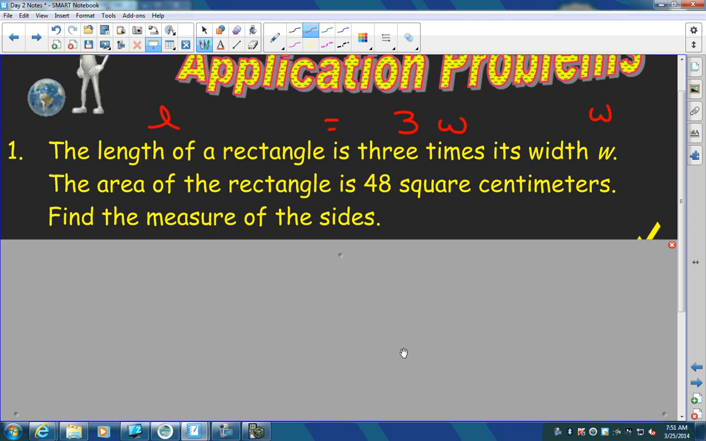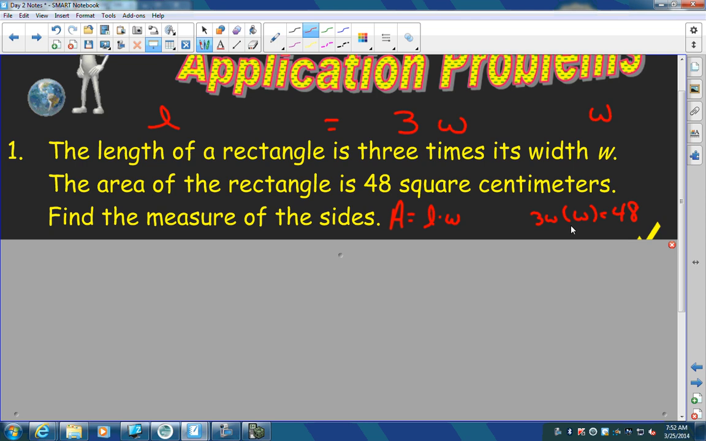Okay? It says the area of the rectangle is 48. Let me ask you a question. What is the area of a rectangle? What's the formula? Length times width. Okay. So the length is 3W. See, I need to have the same variable. So instead of L, I'm going to use 3W, so that's L times W, and that equals 48. So this is going to be our equation.